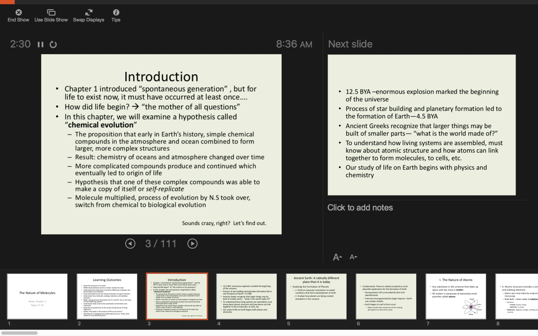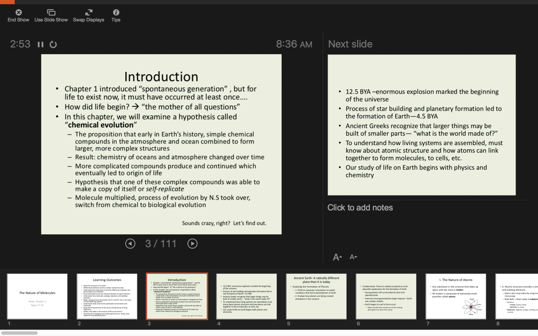But here's a thought for you. For life to exist now, it must have occurred at least once, because Earth at one point did not have life. Then it started to build molecules, and these molecules underwent chemical reactions, and from there we started life. So, the ultimate mother of all questions: how did life begin?